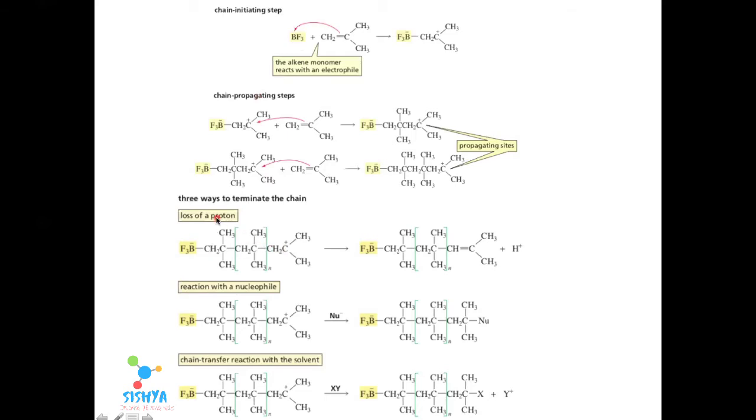In the termination step, there are different ways that can lead to the termination. One, that is loss of proton. Second, reactions with nucleophile. Or third, that can be chain transfer reactions with solvent. So here is the hydrogen. One hydrogen will be lost, so nearby the hydrogen, say CH2, one hydrogen is lost, with formation of a double bond.